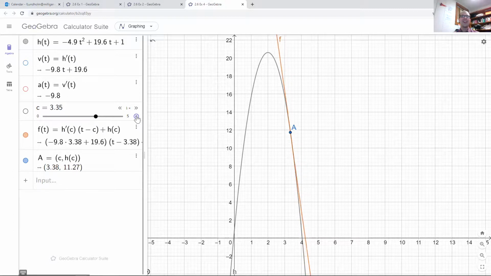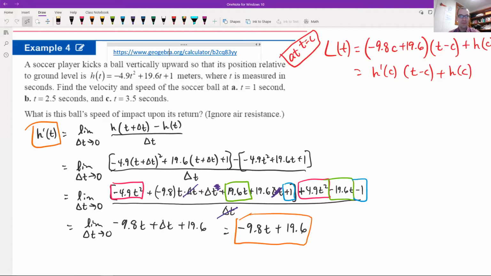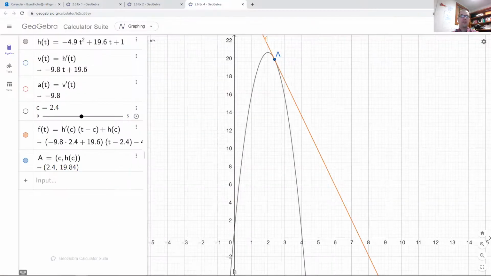I love making dynamic things on GeoGebra. Anyways, what this allows us to do is to go back to the original problem and say, oh, if I want to find the velocity and speed of the soccer ball at 1 second, 2.5 seconds, 3.5 seconds, that's easy. All I need to do now is go back here and plug in 1.